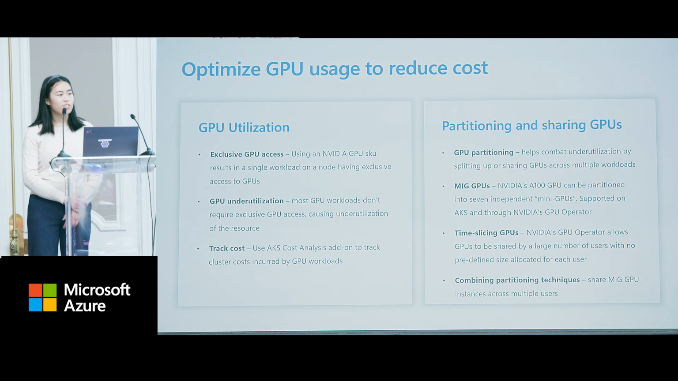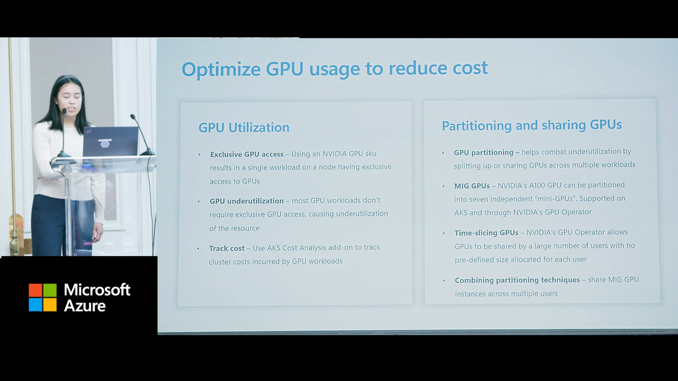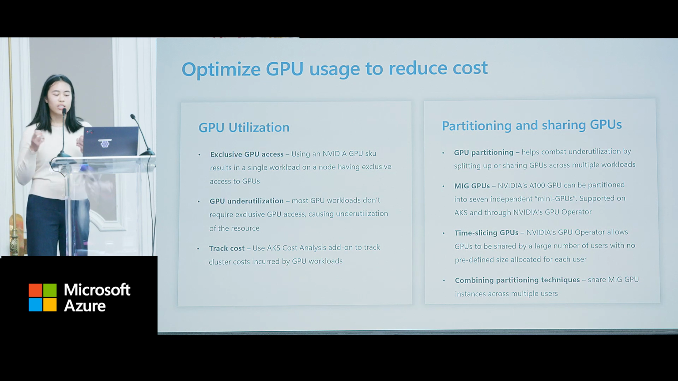You can partition and share GPUs through a few different methods. MIGs, multi-instance GPUs, allow you to partition and share GPUs across multiple workloads, essentially chunking up the GPU into mini GPU instances. You can partition up to 7 instances, and each is fully isolated with its own bandwidth, cores, and memory.